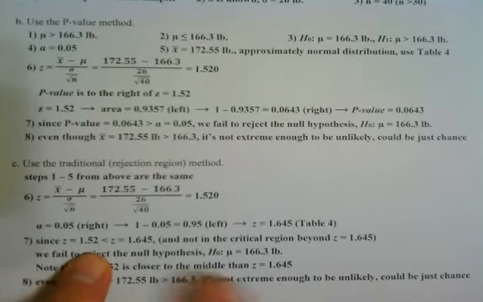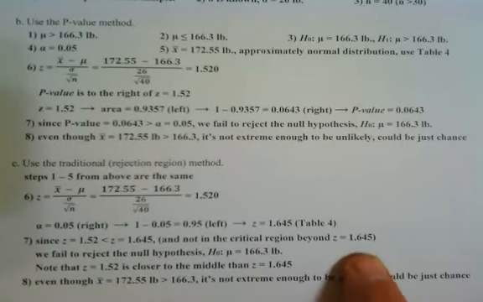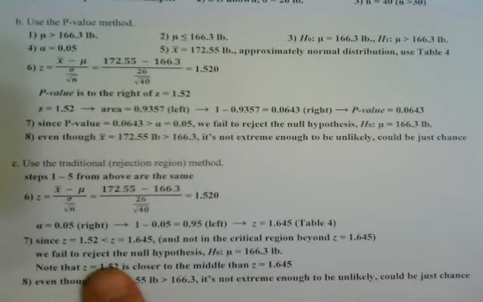So the fact that this is true and it's not in the critical region, which means it's not bigger than 1.645, not further extreme from the middle, means we fail to reject the null hypothesis of H0 equals 166.3 pounds. Again, 1.52 is closer to the middle than 1.645. In inferential statistics, you are rejecting things that are extreme, that are unlikely.